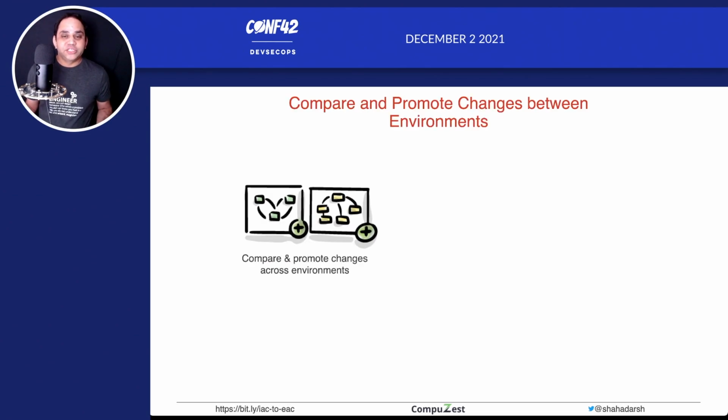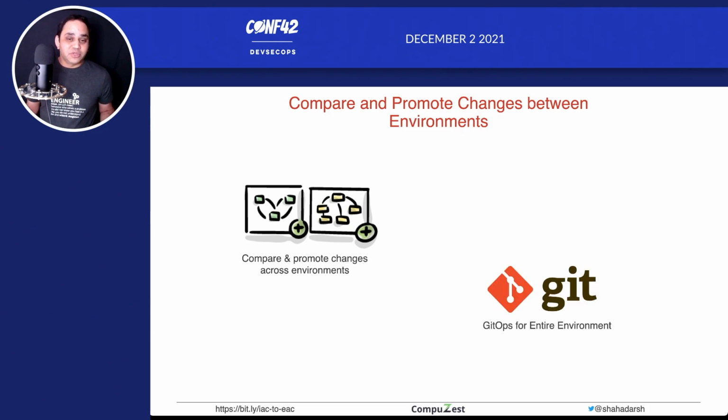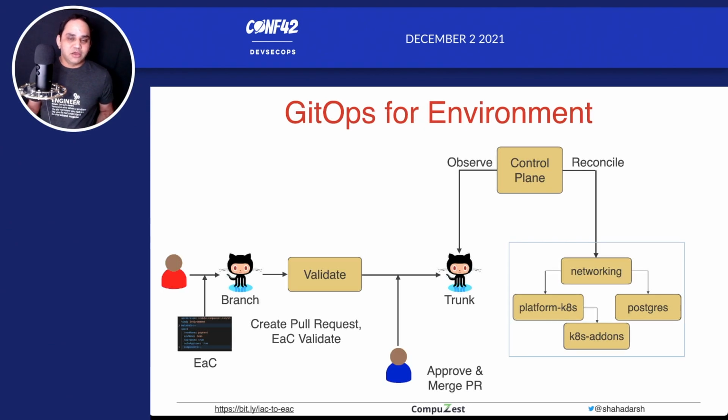Comparing and promoting changes across various environments becomes a lot easier with environment as code. Since environment as code is an easy to understand format and pushed to source control, you can compare the code for various environments and promote changes. You can also use GitOps for the entire environment using environment as code. So let's look at how the GitOps flow would look with EaC.